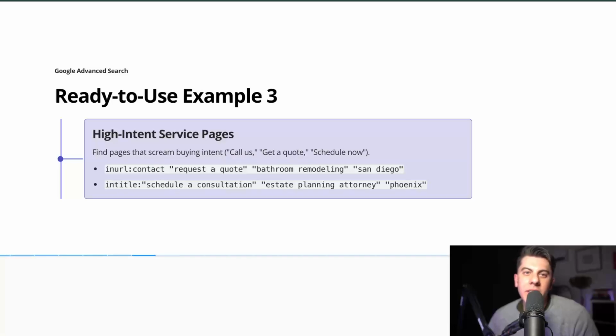Now let's find pages that scream buying intent, the ones where people are literally saying, call us, get a quote, or schedule now. Try these searches. In URL, contact, request quote, bathroom remodeling, San Diego. In title, schedule a consultation, estate planning attorney, Phoenix.